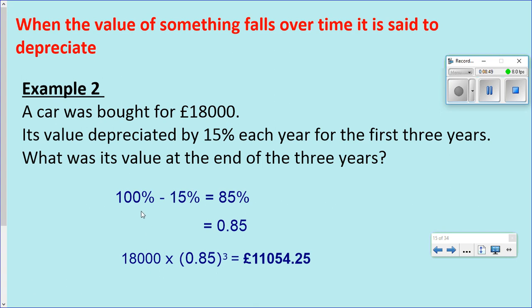So again, our first step, starting at 100%, we're always going to start there. And then because it depreciates, it's gone down, so subtract 15 equals 85%. Divide that by 100 to get our 0.85 as our multiplier. Then, final line before we put it all in our calculator, we have 18,000 times our multiplier to the power of 3. Again, we're using the power of 3 or cubed because it's the end of 3 years. And then in this case, when it came up in my calculator, it already had 2 decimal places. It didn't need to be rounded. So we can just put that as our final answer.